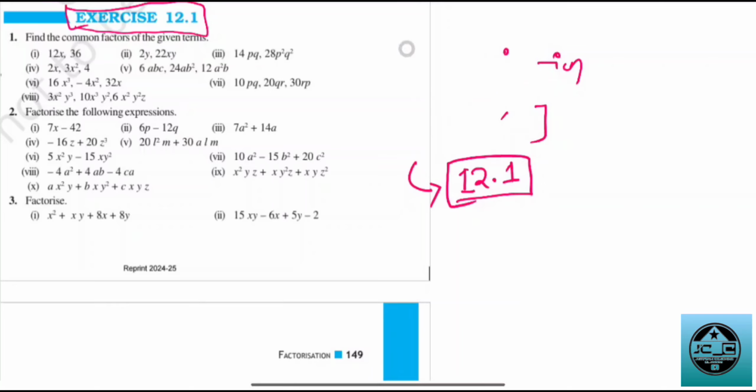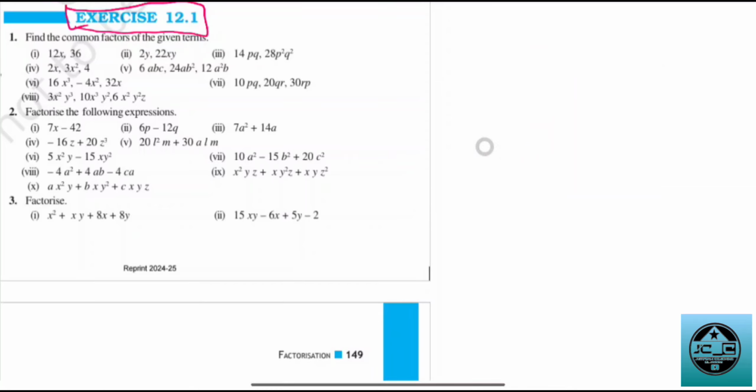In this video, all the questions of exercise 12.1 will be covered and all the answers will be given. So let us start with question number 1. Question number 1 says: find the common factors of the given terms. In part I, we have to find out the common factors.